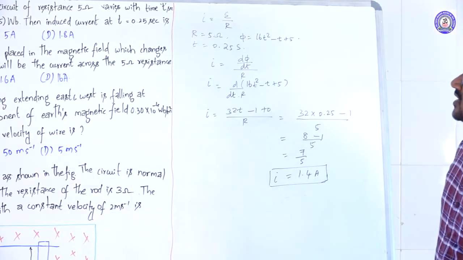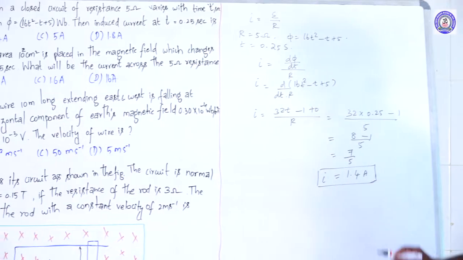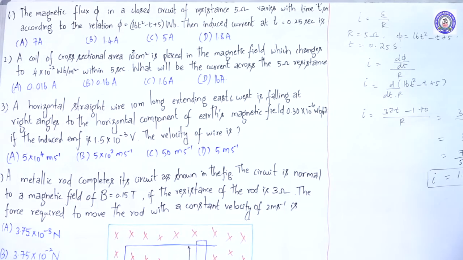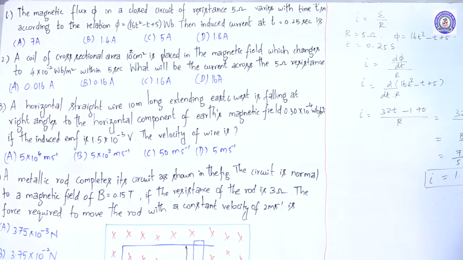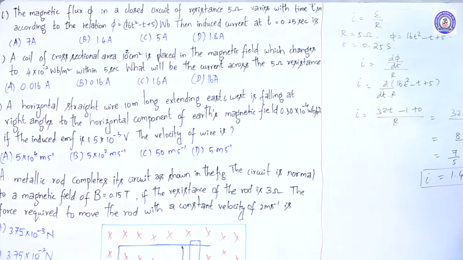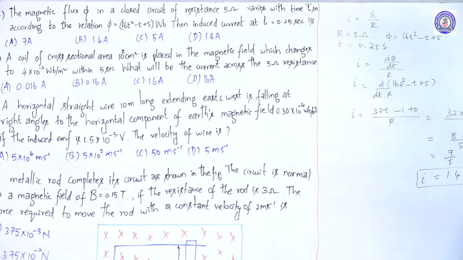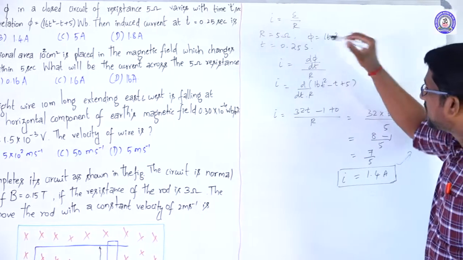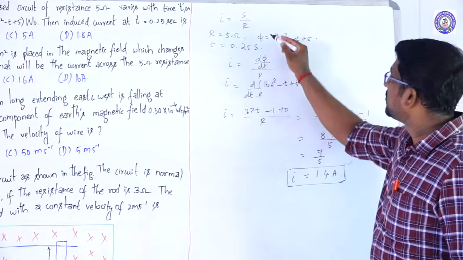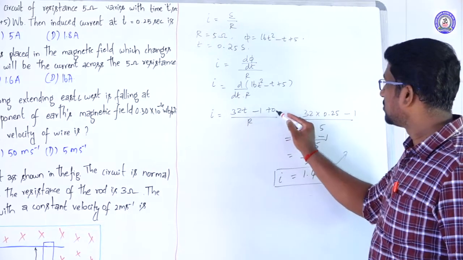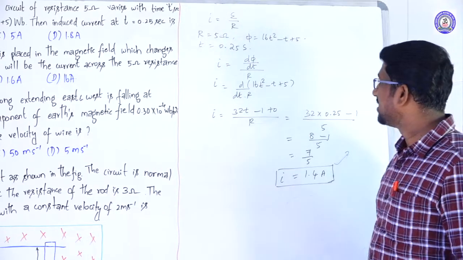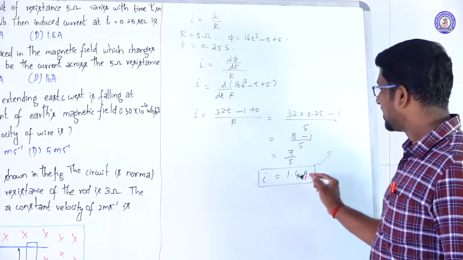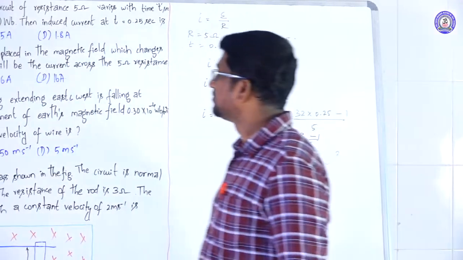Right. The magnetic flux phi in a closed circuit of resistance 5 ohm varies with the time t second according to the relation phi is equal to 16t² minus t plus 5 Weber. The induced current at t equal to 0.25 seconds is 1.4 ampere. The relation is I is equal to E divided by R, and the induced EMF formula is dφ divided by dt. Differentiation of phi is 32t minus 1 plus 0, divided by R. The t value is 0.25. So after simplifying this, we get I is equal to 1.4 ampere.